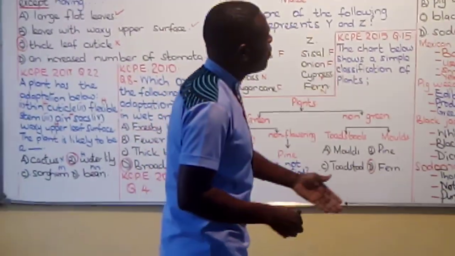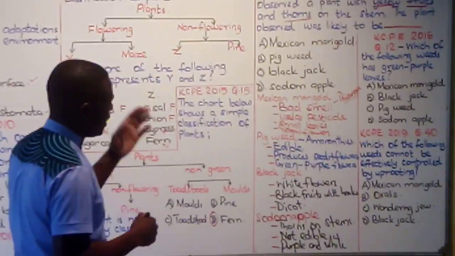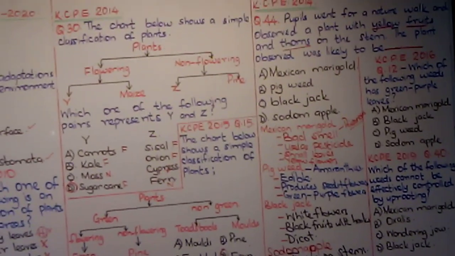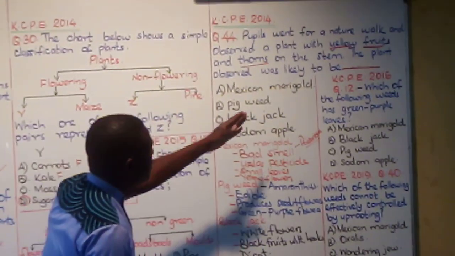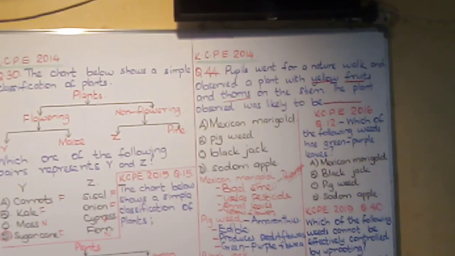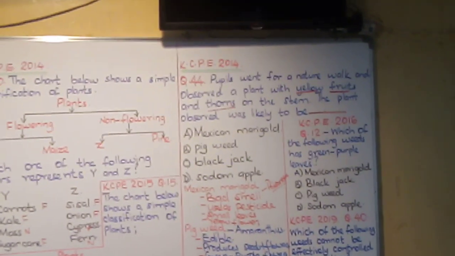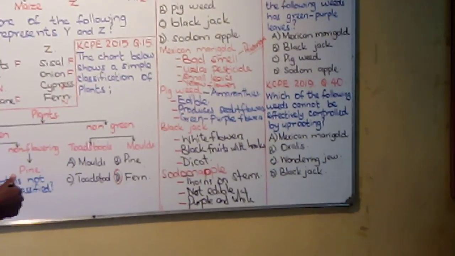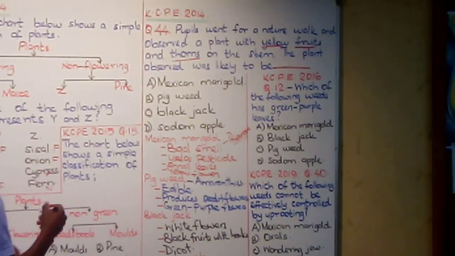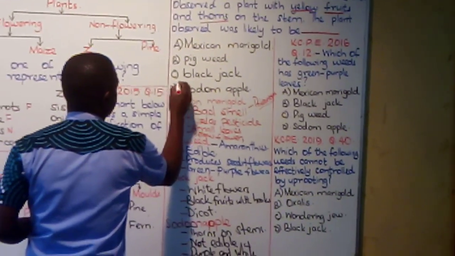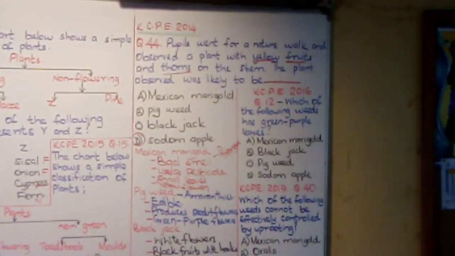Then from there, now we can come up with the right answer in question number 44. It's likely to be yellow fruits and thorns on the stem. Now following here, thorns on the stem, here we are. And so what is the right answer, class? Together, because I've now shown. Correct, Sodom apple. Sodom apple becomes the right answer.